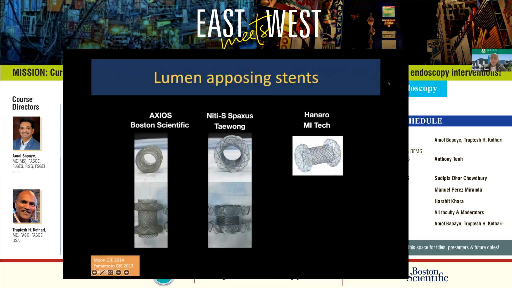In terms of lumen-apposing stents, I would classify these 3 stents as lumen-apposing stents: the Axios from Boston Scientific, the BTS Baxis from Teoh, and the Hanaro stent from MITech. These stents all have a dumbbell-shaped design. The flanges at the end of the stent act as an anchor and prevent the stent from migrating. It also helps to pull the two lumens together.